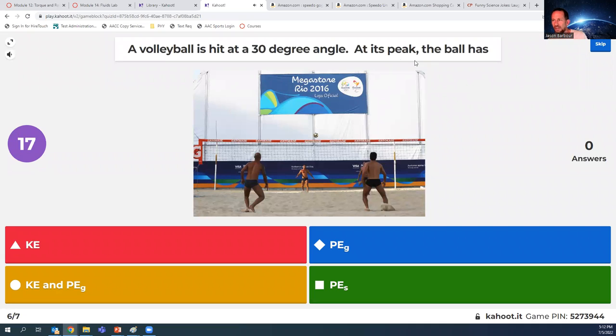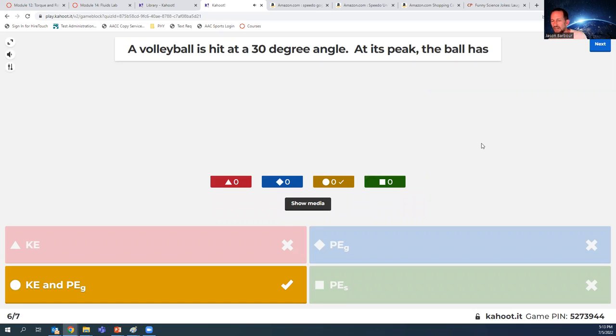Volleyball's hit at a 30 degree angle. At its peak, the ball has which kind of energy? I'll let this clock run all the way, give you as much time as possible. It has both kinetic energy because it's still moving in the x direction, and gravitational potential energy because it's higher than the ground level or the initial starting point, where gravitational potential energy is zero. It's certainly higher than that.